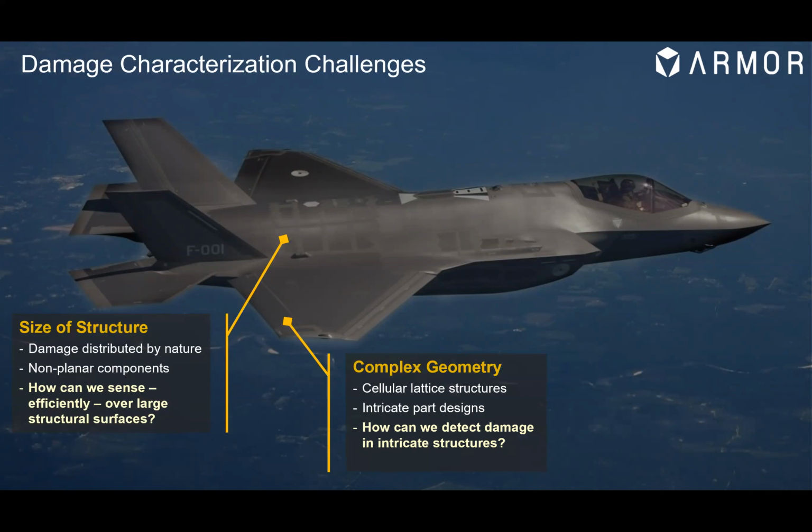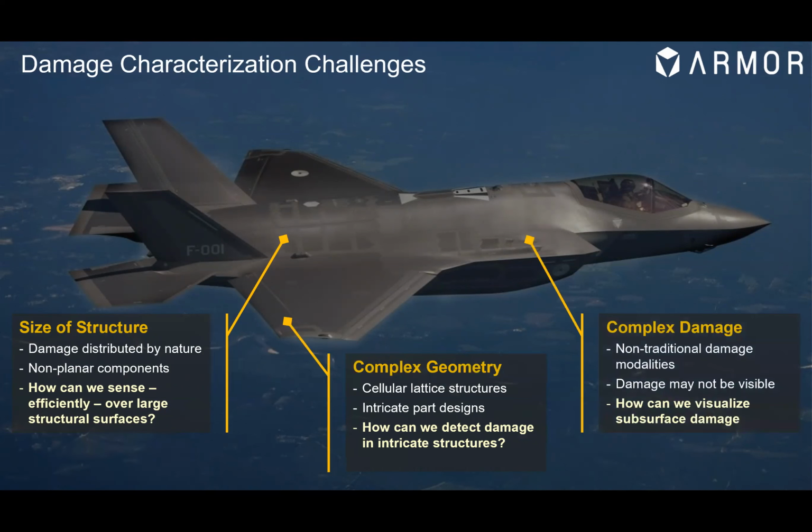Second, as indicated in the previous slide, we know that cellular lattice structures can have highly complex geometries and very intricate part designs. So the second question is, how can we detect damage in these particularly complex structures and be able to localize them?